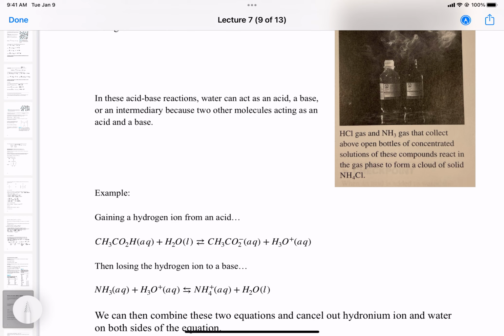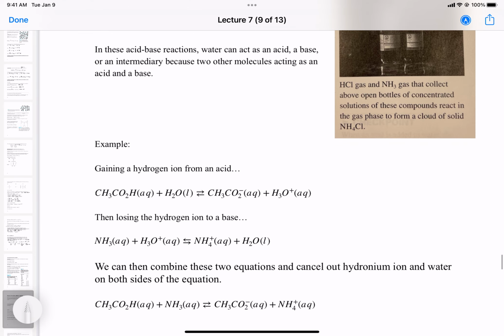Now in the second example, water is losing its hydrogen to a base, so it's acting as an acid. Ammonia picks up that hydrogen ion from the water and becomes ammonium, and water is formed again. If we combine both equations, we can cancel out hydronium ion and water on both sides of the equation. So it's like an intermediary between different acid-base reactions. It can help transfer the proton to another molecule.